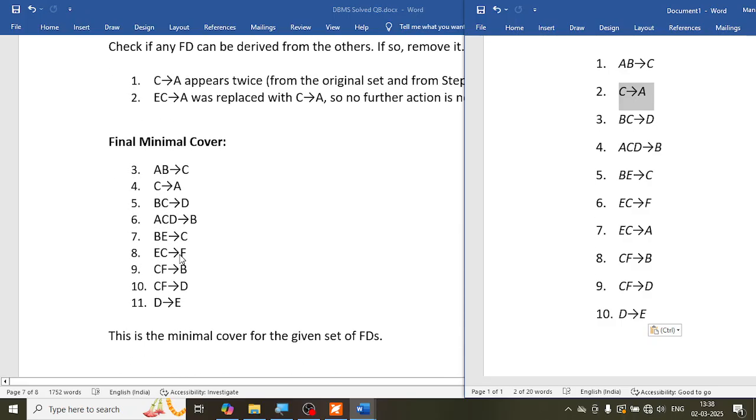So the final relationship will be AB derives C, C derives A, BC derives D, ACD derives B, BE derives C, and EC derives F. B can be derived by CF, D can be derived by CF, and E can be derived by D. So these are the set which are irreducible and which have only one attribute on the right hand side, and the left hand side cannot be reduced, and there is no redundant one which is available.